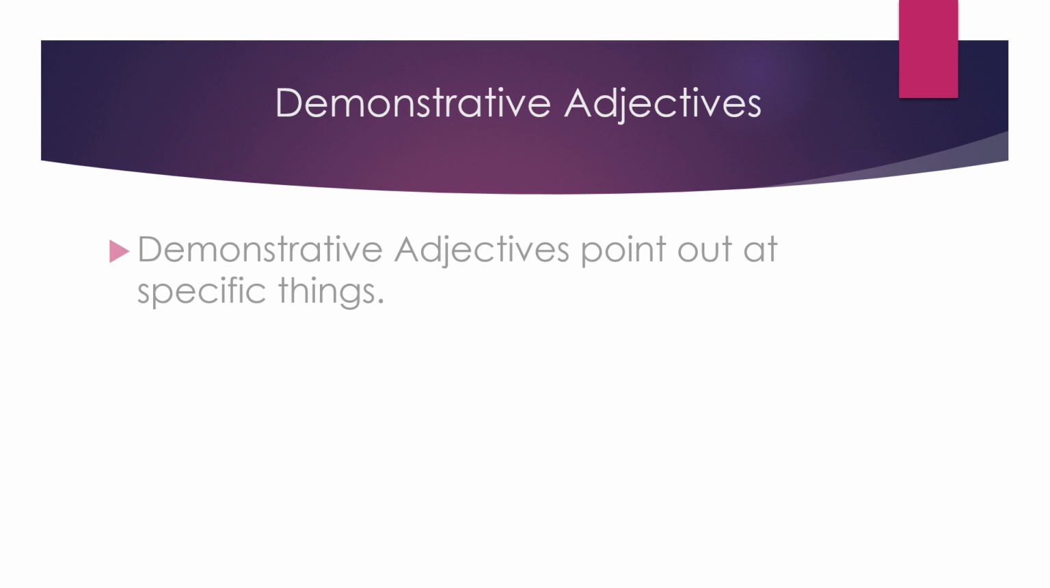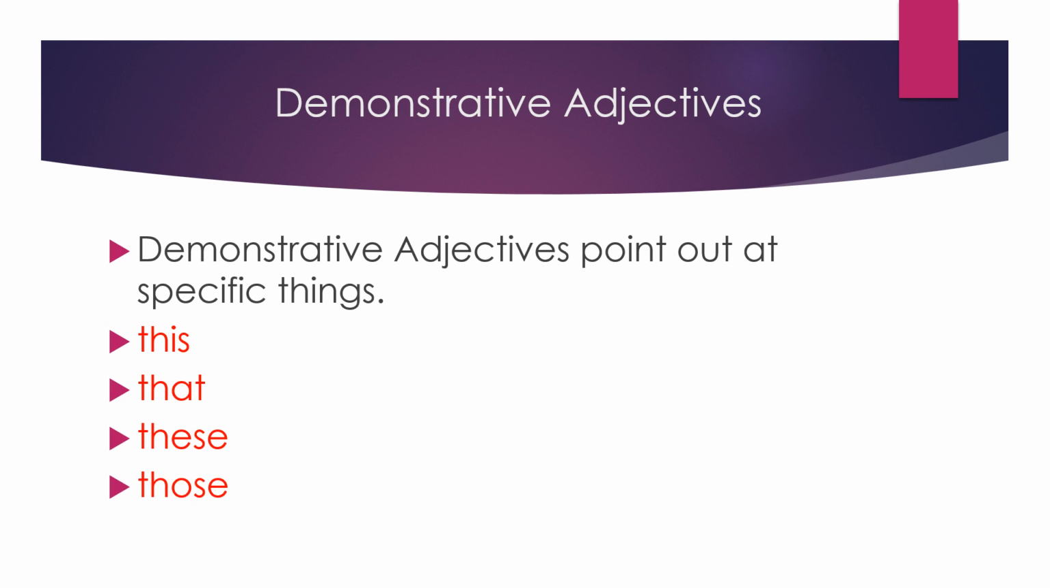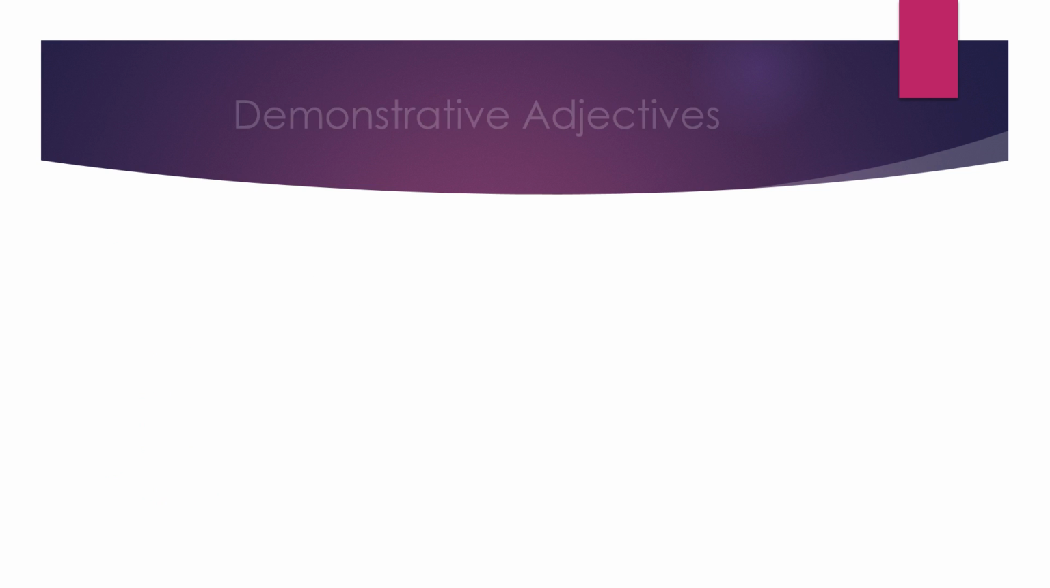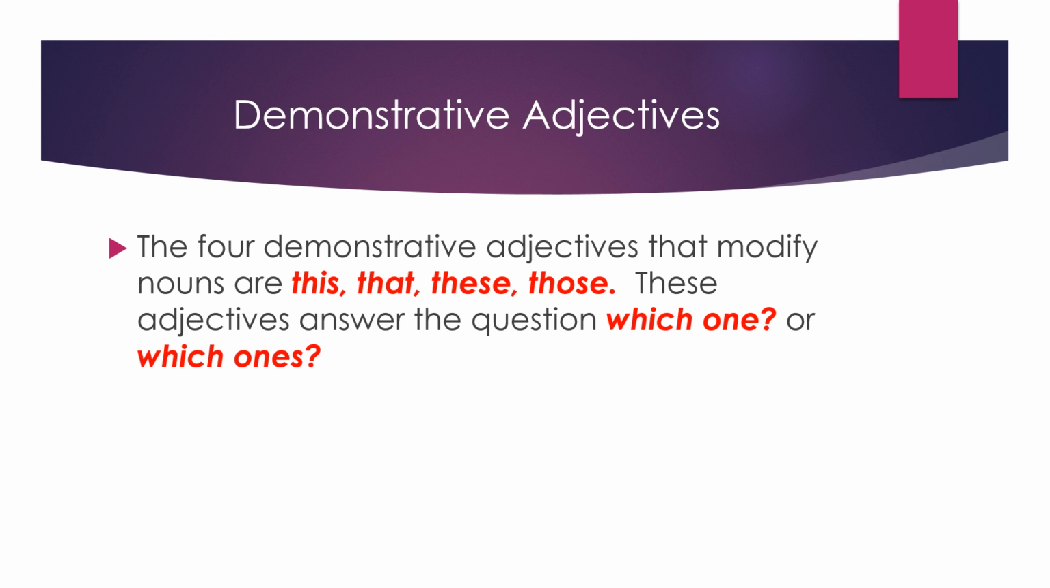Demonstrative adjectives. What do they do? Basically, they finger point at specific things. The demonstrative adjectives are this, that, these, and those. There are only 4. And they always answer the question which one or which ones. We're going to see in the following slides how that happens.